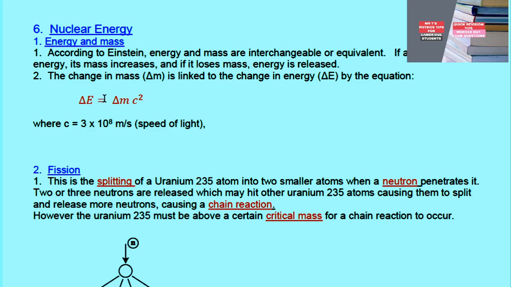Now the formula that governs this is delta E is equal to delta m c squared, the famous equation, E is equal to mc squared. So to convert your mass into energy, you need to multiply by the square of the speed of light, 3 times 10 to the power of 8, squared, right there.